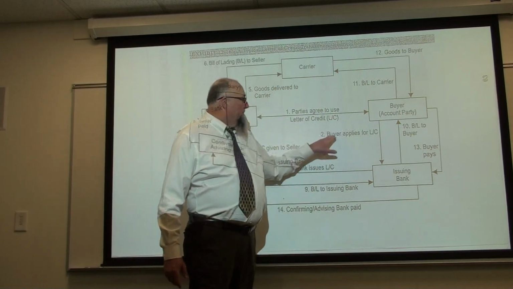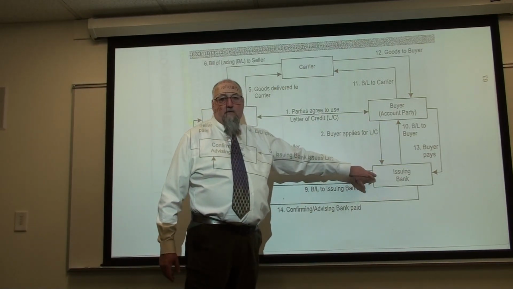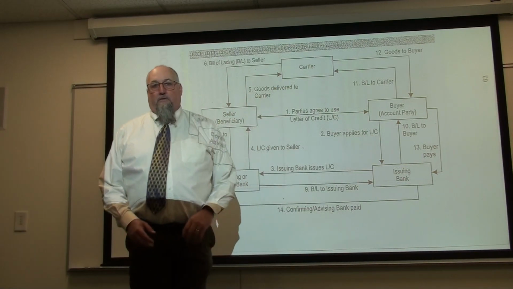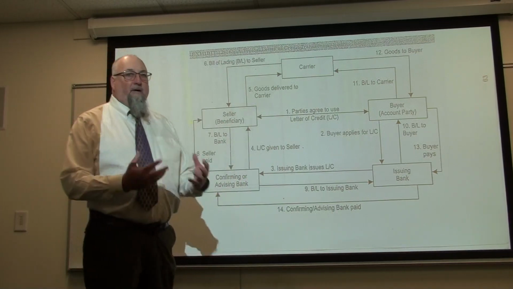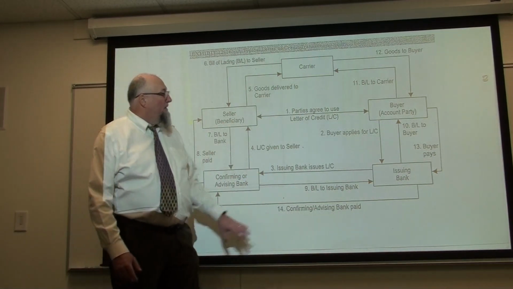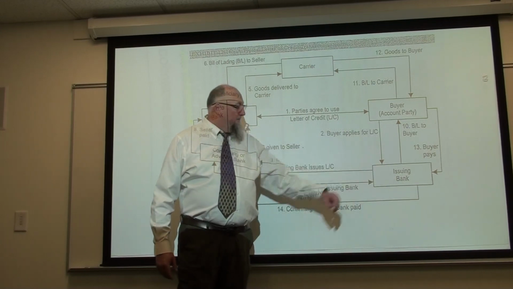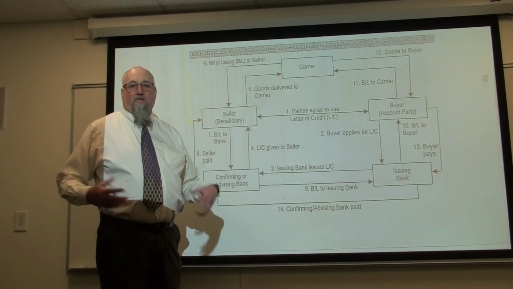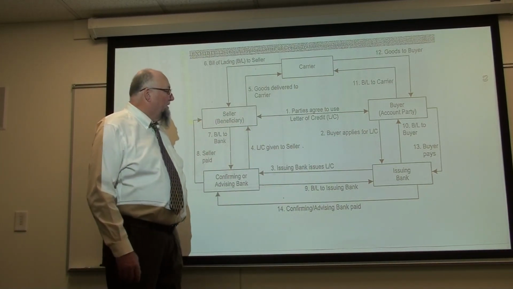The buyer then, number two, goes to their bank, their local bank. So I'm here in the United States, I might go to Columbia Bank or US Bank. I will apply for my letter of credit. And that'll depend on my creditworthiness, how long I've been in business, etc.